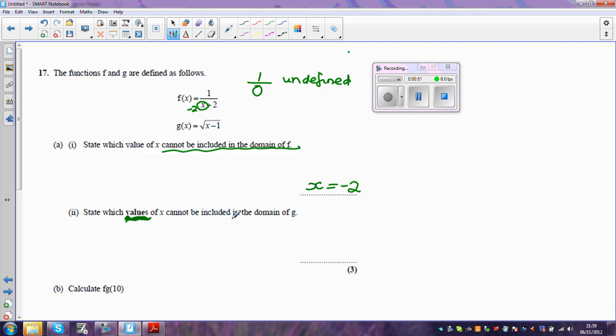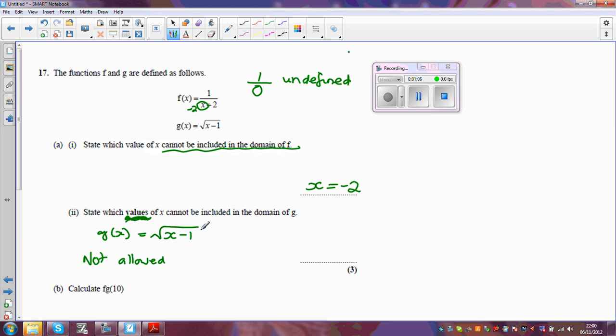Which values here of x means we're looking for more than one value. Okay, which values of x cannot be included in the domain of g? Well, we know that g of x is equal to the square root of x minus 1. Now, we're not allowed to have the square root of a negative number. In other words, we're not allowed to have x minus 1 less than 0, because less than 0 means negative. And if we're not allowed to have x minus 1 being less than 0, if I just add 1 to both sides of that inequality, we get x is less than 1.